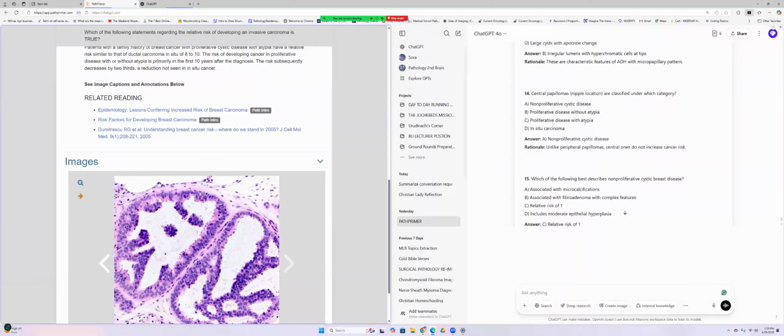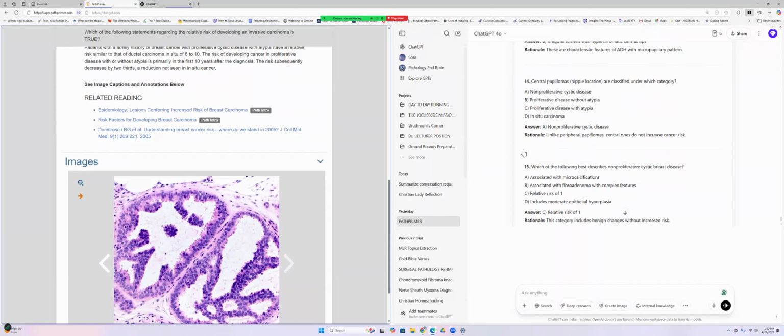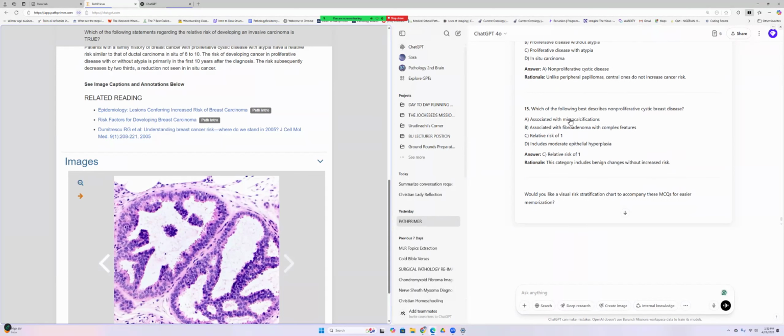Central papillomas, nipple location, are classified under which category? Papilloma, proliferative disease or non-proliferative disease? Peripheral papillomas of the breast are proliferative. Central ones that are close to the nipple are called non-proliferative cystic diseases. They are very benign. They do not increase cancer risk at all. Then apocrine metaplasia, I see a lot of apocrine metaplasia too. Number 15.